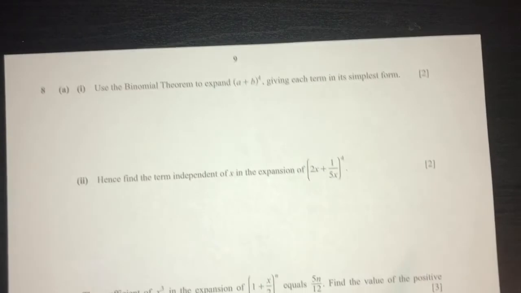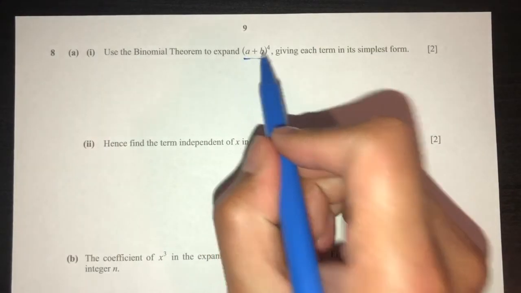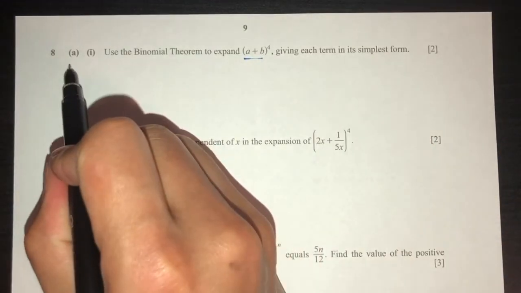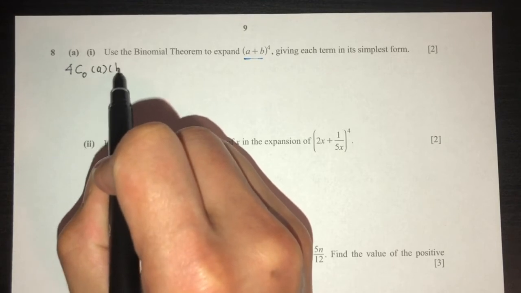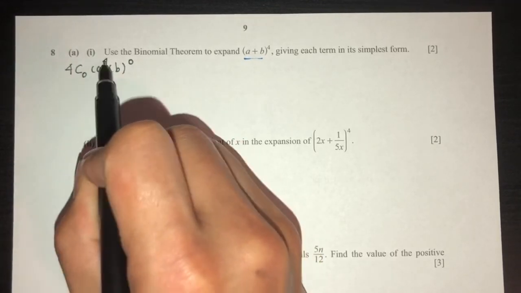Let's move on to question number 8. Here we have to use the binomial theorem to expand this one, giving each term in its simplest form. So, one by one. The first term will be, we have 4 here, that will be 4 choose 0. The first value is a, and we have b. This has to be 0, and this has to be 4, because 4 minus 0 is 4.